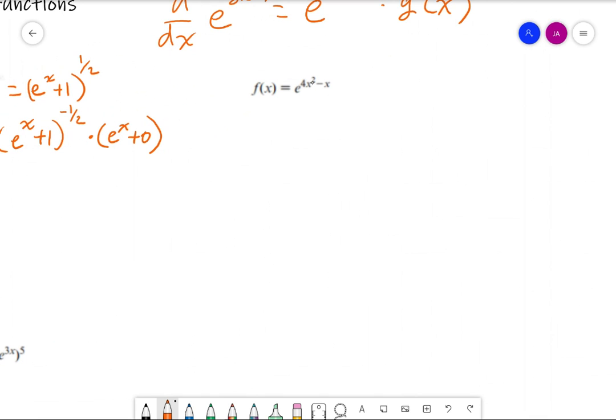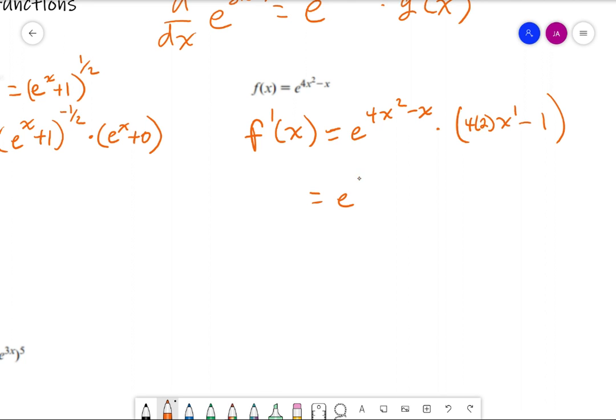Finding the derivative of e to the 4x squared minus x. Once again, note that this is chain rule. 4x squared minus x is the inner function. And so, finding f prime of x, this is e raised to the 4x squared minus x times the derivative of the inner function, which is 4x squared minus x. So that's going to be 4 times 2 times x raised to the 2 minus 1, or 1, minus the derivative of x, which is 1. And so that's our derivative. I'll clean it up just a little. This is e to the 4x squared minus x times 8x minus 1.